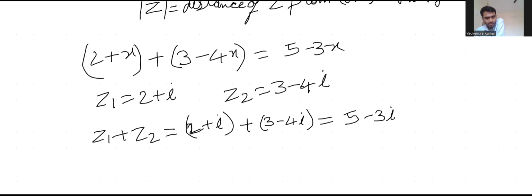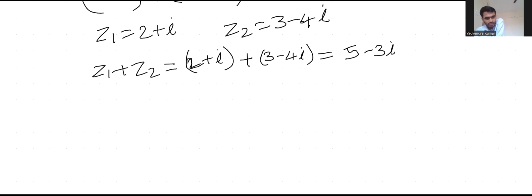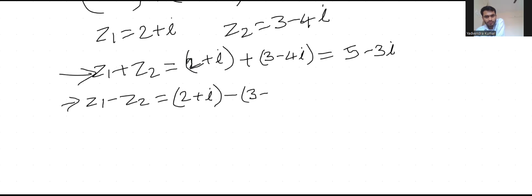Then let's calculate z1 minus z2. Similarly, it will be 2 plus iota minus 3 minus 4 iota. So that is going to be 2 minus 3 is minus 1, and iota plus 4 iota, so that will be plus 5 iota. Sorry, not 3, 5. So minus 1 plus 5 iota. This is subtraction.